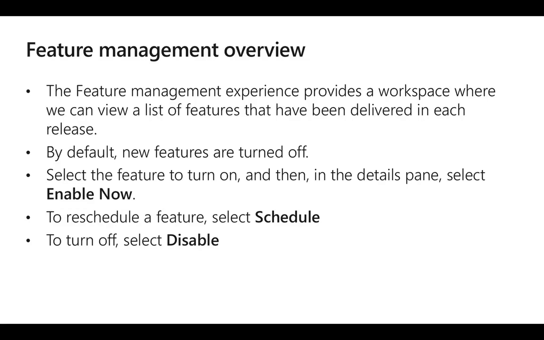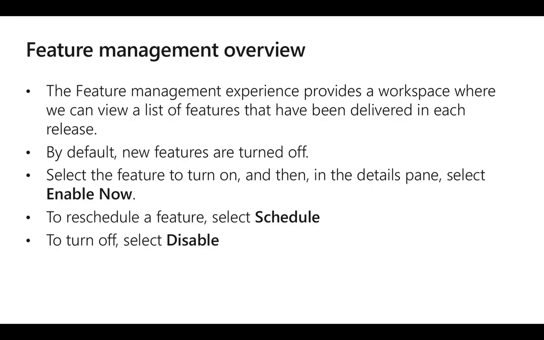Some features cannot be turned off after we turn them on. If the feature that we are trying to turn on cannot be turned off, we receive a warning. At that moment, we can select Cancel to cancel the operation and leave the feature turned off. However, if we select Enable to turn on the feature, we won't be able to turn it off later.